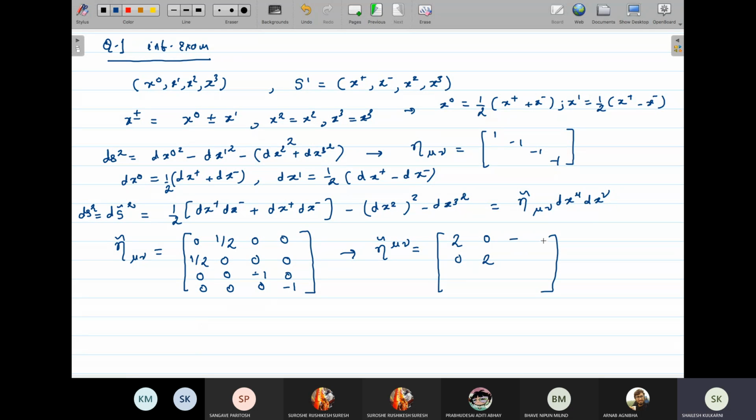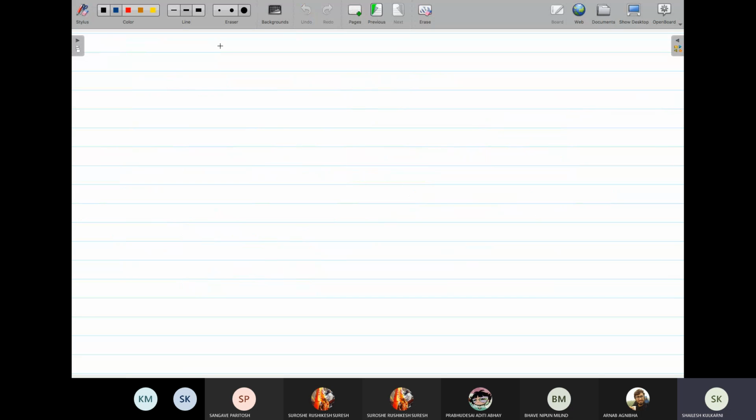So all these things are determined. This is part 1. Now given any 4-vector v mu in S1 coordinates, what will be v mu? That was the question. Is this clear? This was the question.